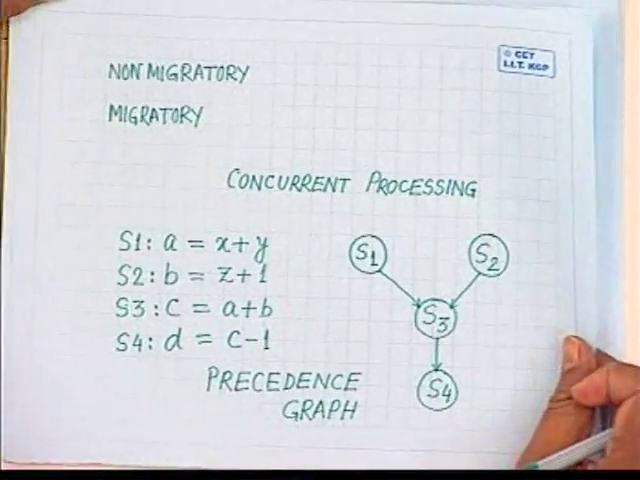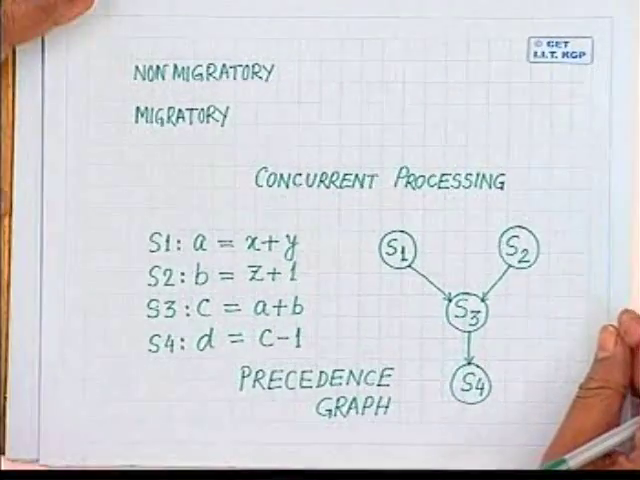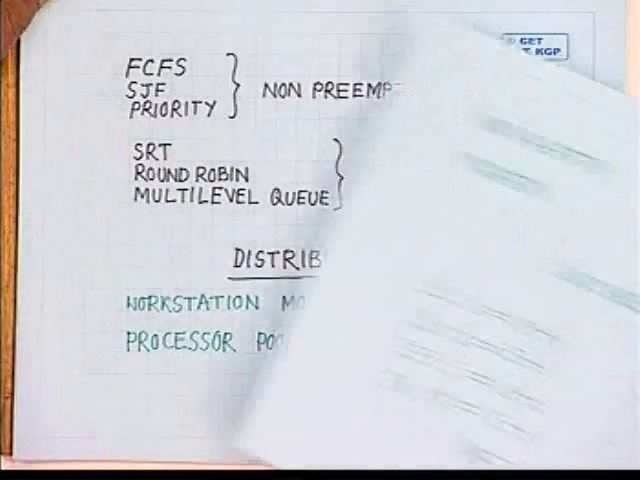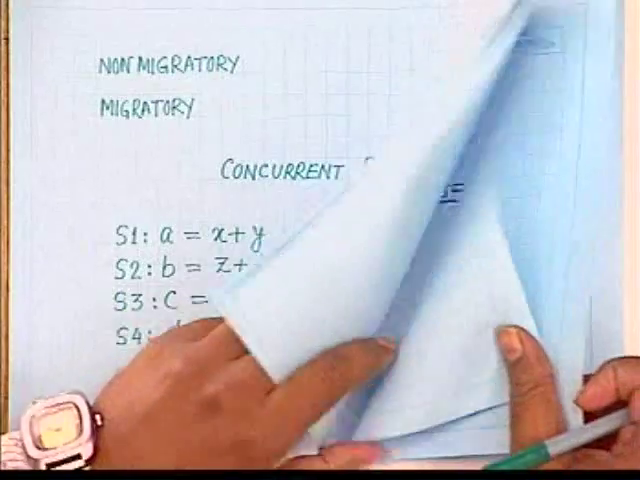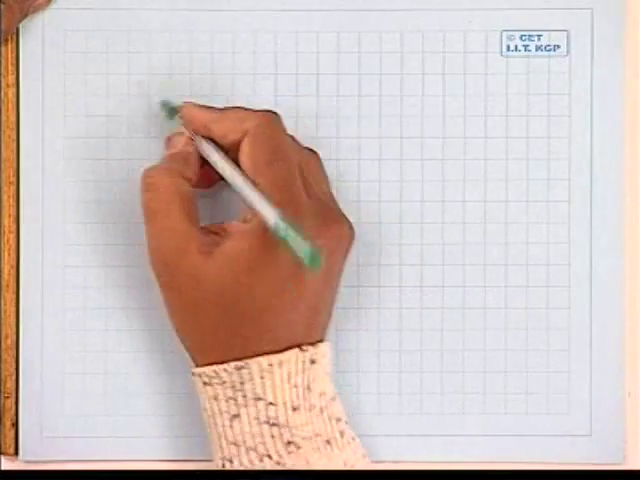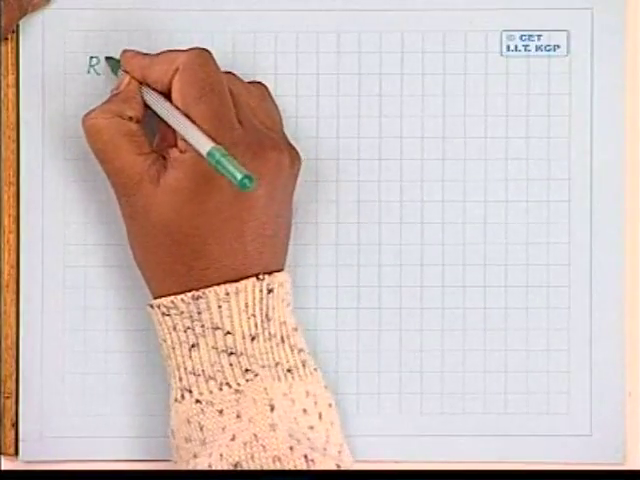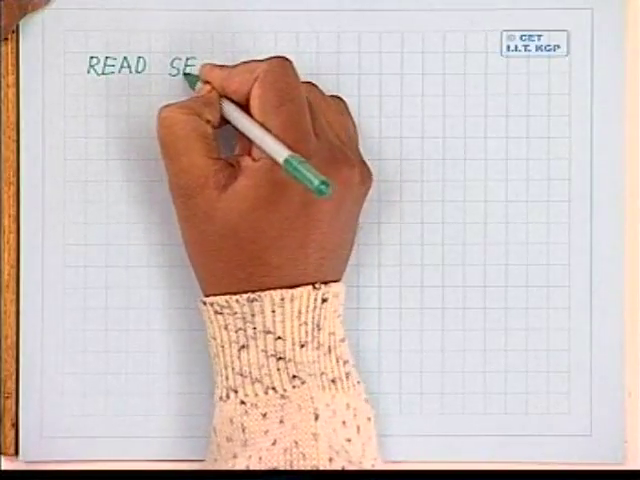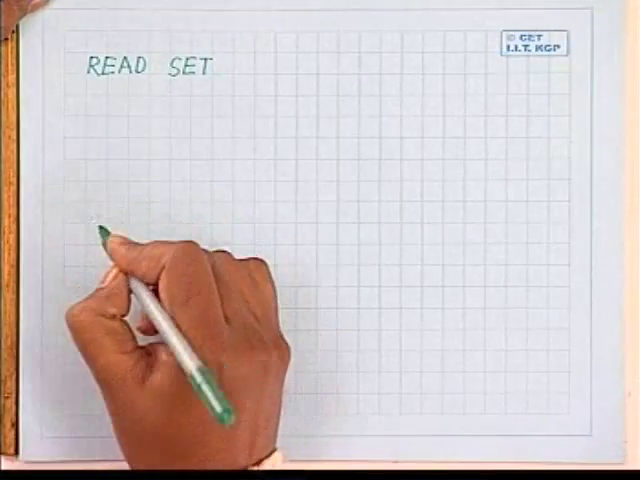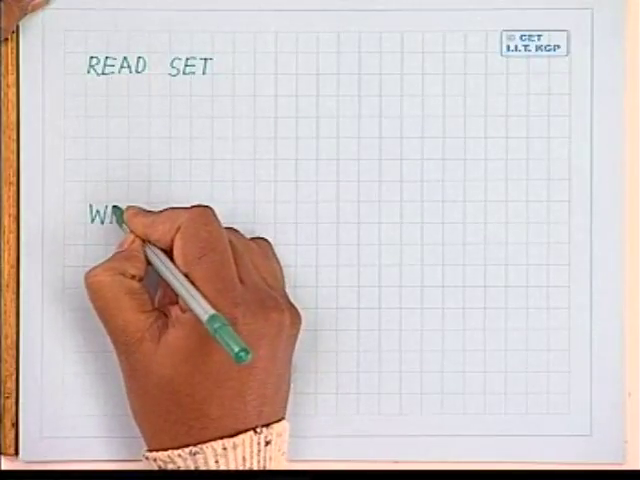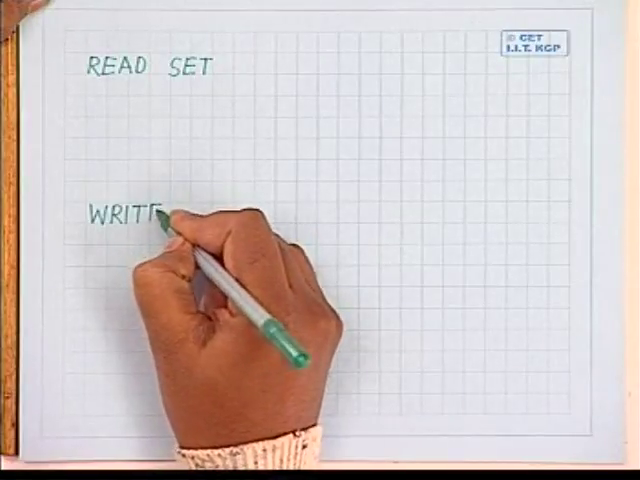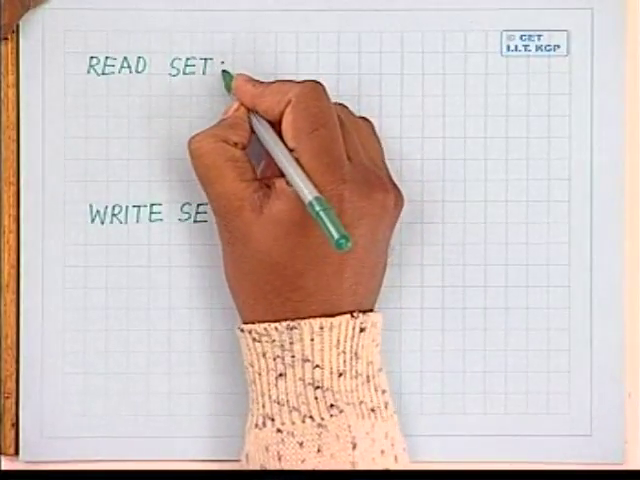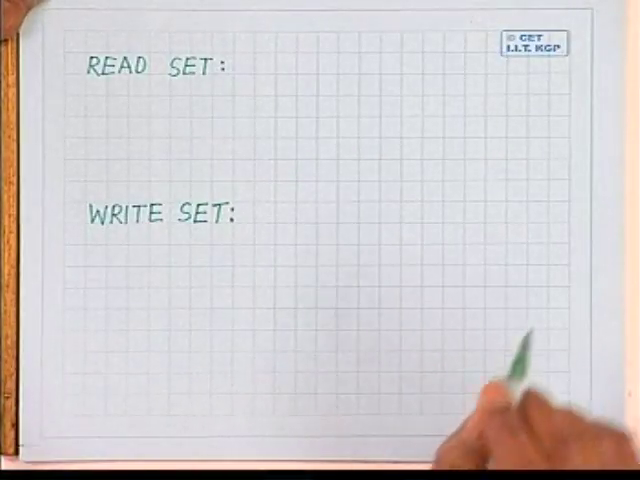So to do that, we define two types of sets for a given statement or for a given subtask. Okay, subtask is nothing but a submodule of a given program. Okay, so we define two types of sets. One of the sets we will call as read set, and other set we will call as write set. Okay, so we define two sets, one is read set and other one is a write set.